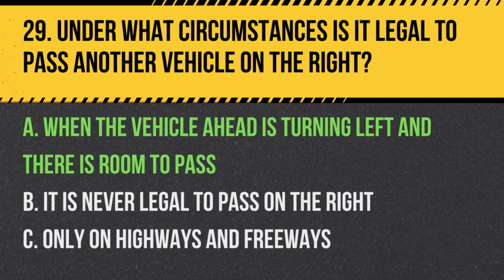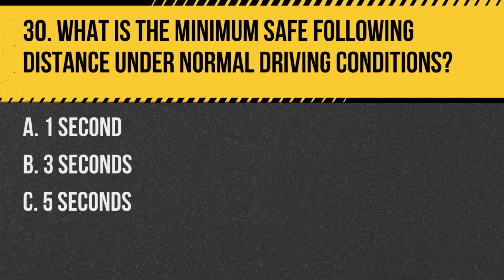Answer: A. When the vehicle ahead is turning left and there is room to pass. This is permitted if there is sufficient space on the right. Question 30. What is the minimum safe following distance under normal driving conditions? A. 1 second. B. 3 seconds. C. 5 seconds. Answer: B. 3 seconds. This provides a safe buffer between vehicles to react and stop if necessary.